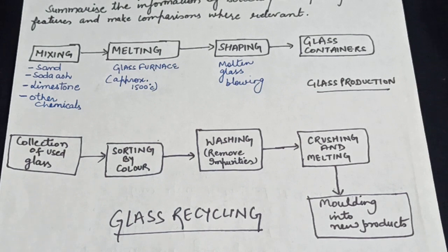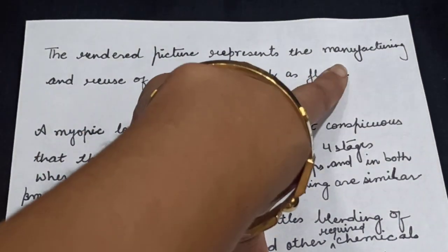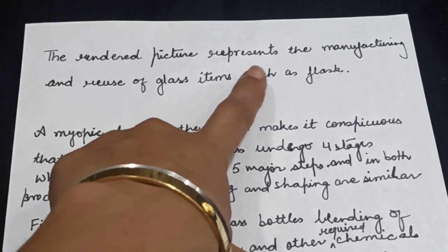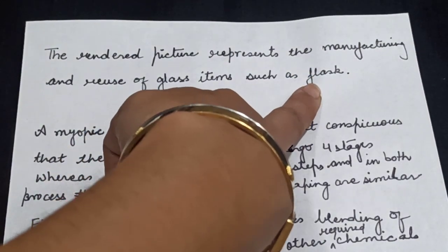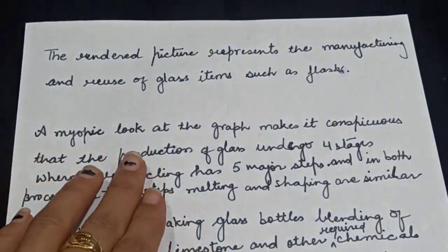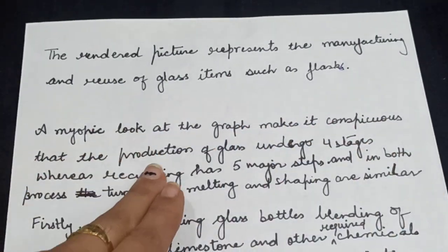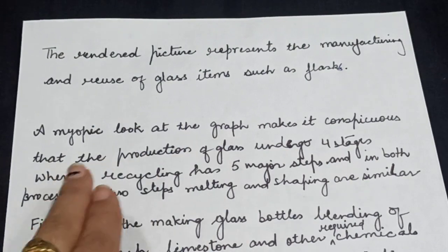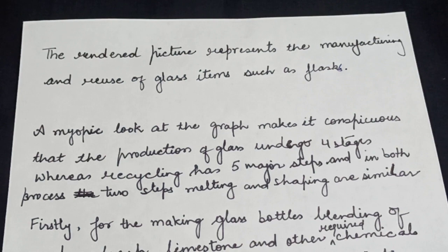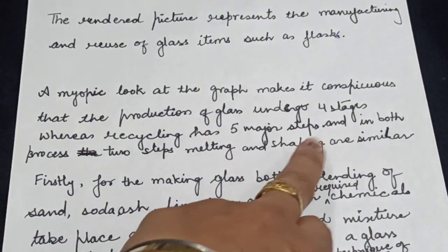So let's have a look at how we will answer this. The given picture represents the manufacturing, production and reuse, recycling of glass items such as flasks. So instead of writing bottles, we are writing flasks. You can add S. Now a myopic overview. A myopic look at the graph makes it conspicuous that the production of glass undergoes 4 stages, whereas recycling has 5 major steps. Okay, we have counted also. And in both processes, 2 steps, melting and shaping, are similar.